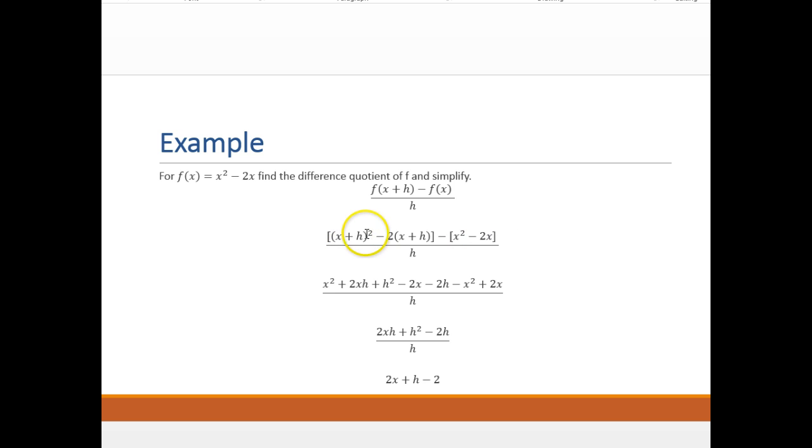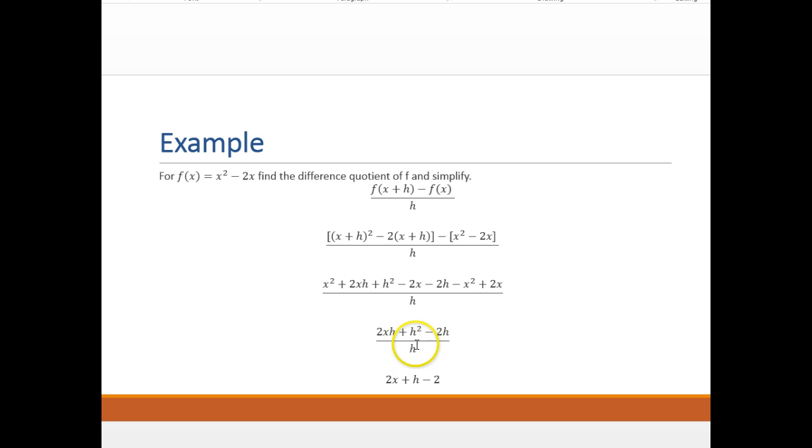So I'm going to square x plus h squared. This gives me x squared plus 2xh plus h squared minus 2x minus 2h when I distribute this negative 2. Then I distribute this negative sign into here. Negative x squared plus 2x. Now I need to cancel. X squared minus x squared cancels. Negative 2x plus 2x cancels. That leaves me with 2xh plus h squared minus 2h, which is what I have left in my parentheses.